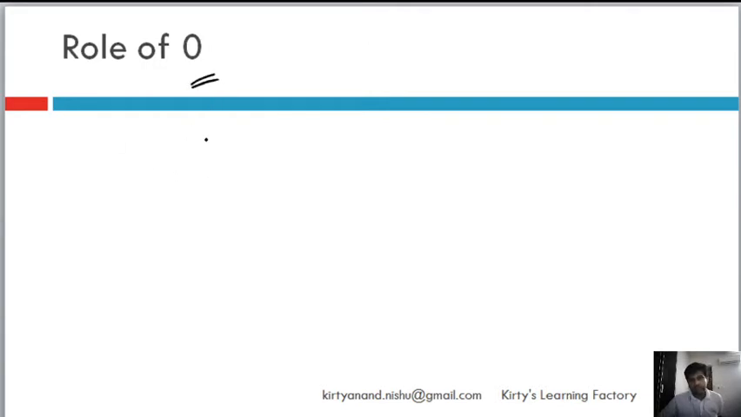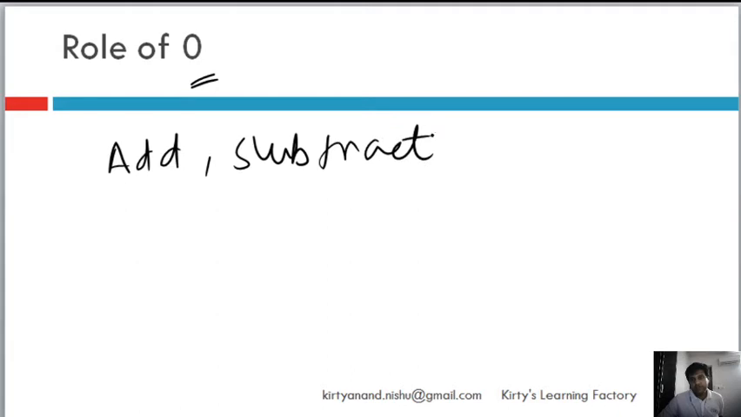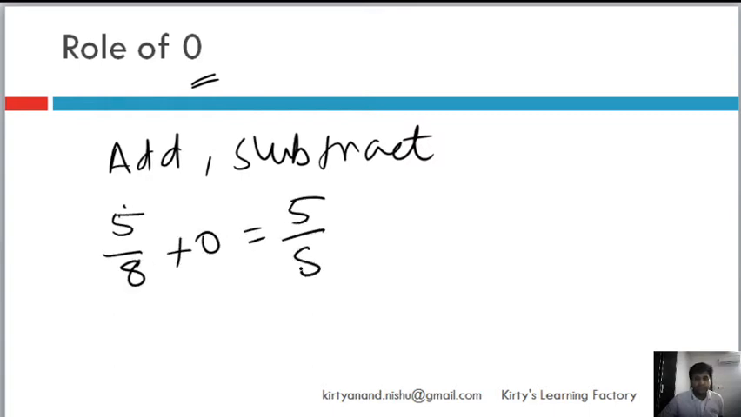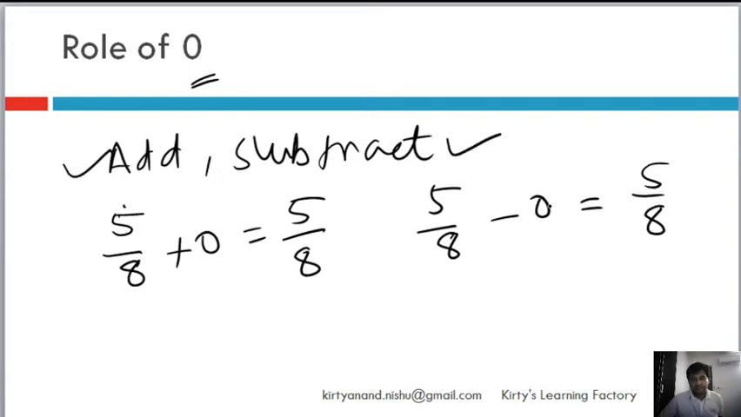Understand, the role of 0 is that if you add or subtract 0 from any number, nothing happens, right? So if there is a number n, any rational number or any number for that matter, let's say that number is 5 by 8. If I add 0 to it, the number stays as it is. If I subtract 0 from it, the number stays as it is. So whenever I'm doing addition and subtraction by 0, the value of the number does not change.